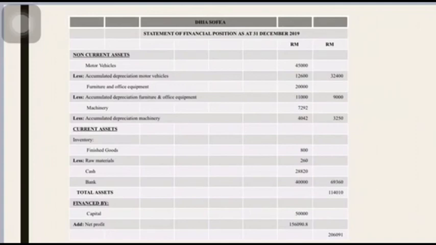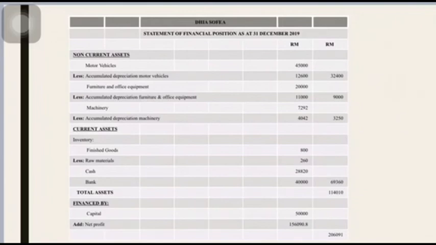And for the selling and distribution expenses, we have depreciation on motor vehicles, which is 9,000. The total of the expenses is 83,109.20. And then we subtract the expenses from the gross profit, and then we have net profit, which is 159,090.80.